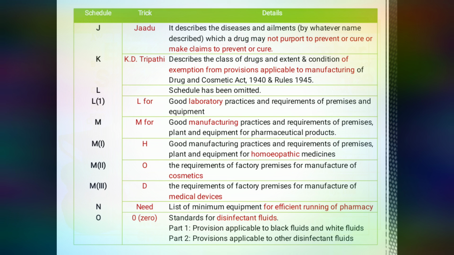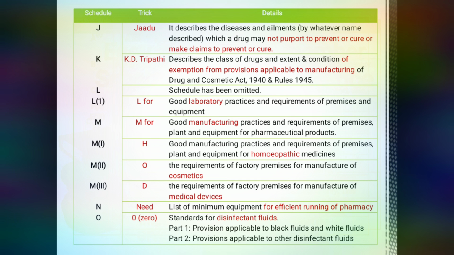Schedule L is again omitted. L was about list of drugs to be sold on prescription only. Then Schedule L1. L for laboratory, right? This schedule is about good laboratory practices and requirement of premises and equipments.